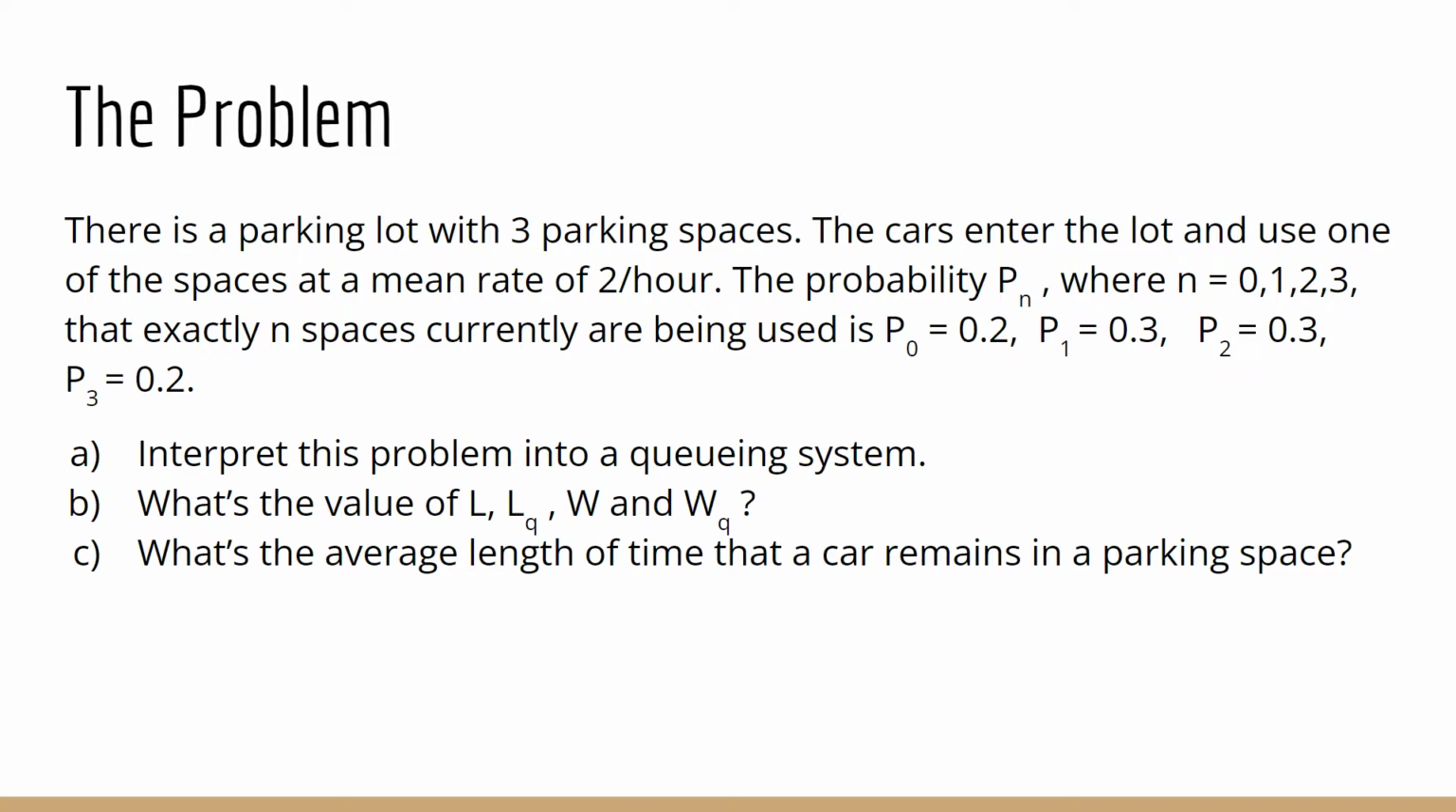And the probability Pn that exactly n spaces are currently being used: P0, which means there are no cars in the parking lot, is 0.2, P1 is 0.3, P2 is 0.3, and P3 is 0.2. The first question is asking us to interpret this problem as a queuing system.